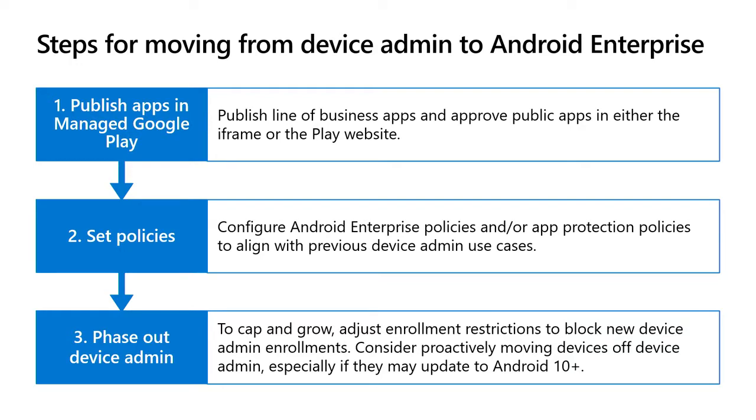So the first piece is moving those over, especially if you have a lot of apps that you need to move over. That means publishing those apps in the Manage Google Play console, which is what enables end users to get those apps on their Android Enterprise devices from the Manage Google Play app on their device. So this is both publishing line of business apps, as well as approving the public apps for the user to be able to get those same apps they had in device admin through your chosen Android Enterprise solution.